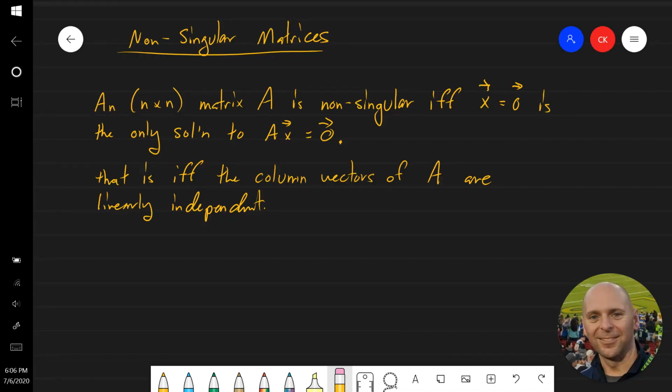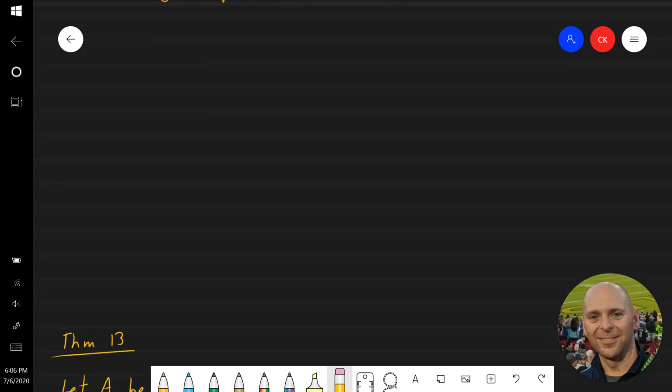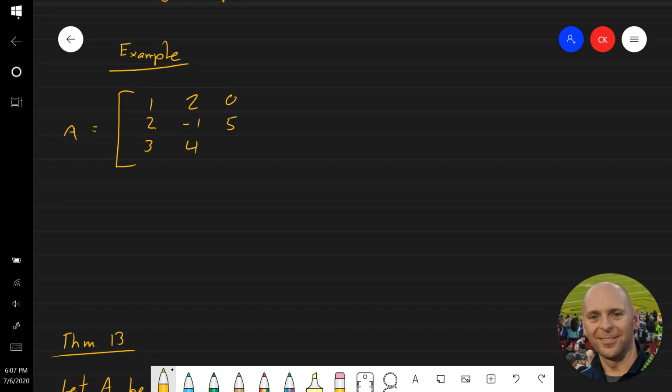So we can actually use our previous vectors as an example of this. We'll just grab those vectors and put them into a matrix A. So 1, 2, 3, 2, -1, 4, and 0, 5, 2. We already determined that this set of vectors was linearly dependent, and that's okay. It just means that the matrix A would be called singular.